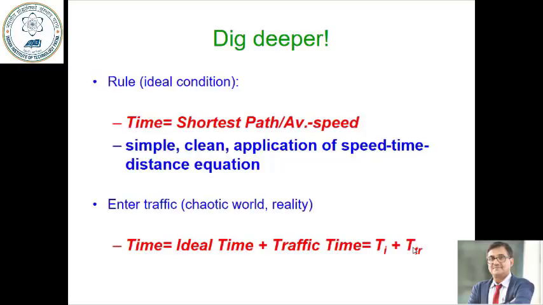So the time to go from one place to another in ideal condition, where there is no traffic and the whole path is for myself, is distance by speed. But now enters traffic and makes the world chaotic. So time taken would be ideal time plus traffic time, Ti plus TTR.